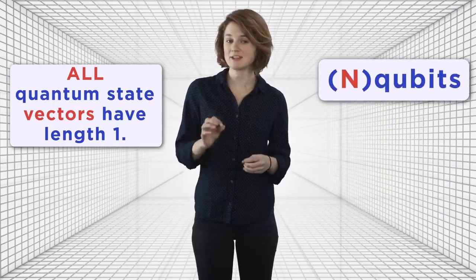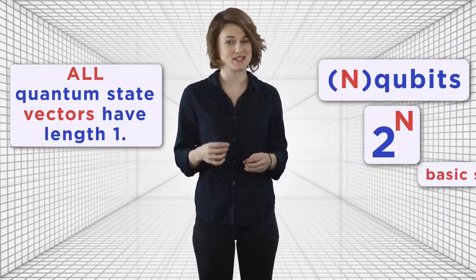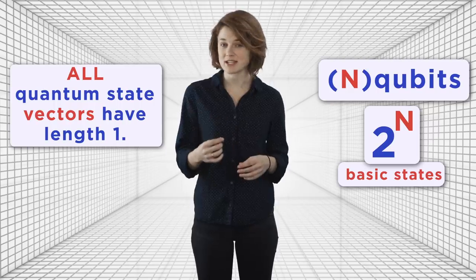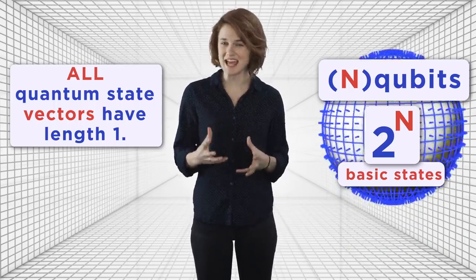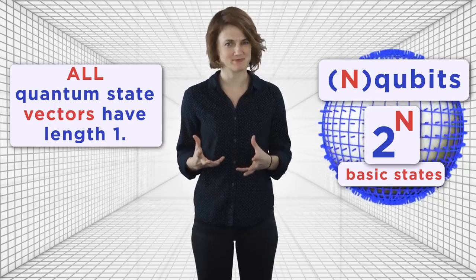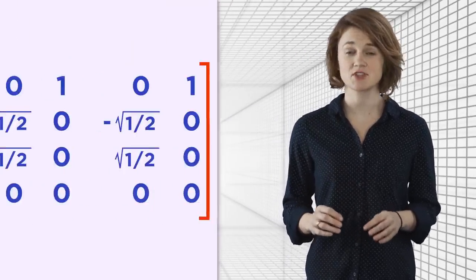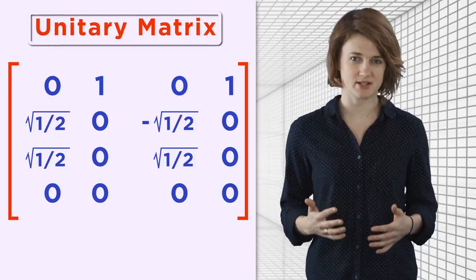If you have n qubits, there are 2 to the n basic states, so the quantum state is represented by a vector on a sphere in 2 to the n dimensional space. Quantum gates change the system's state, so they move the state vector around the sphere. Mathematically, this is represented with a unitary matrix.